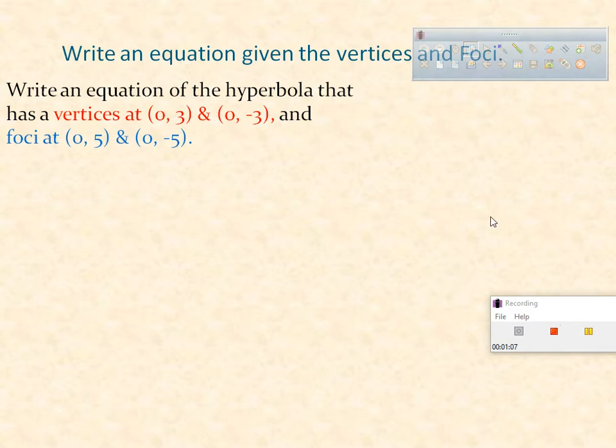And here's the first example. So we're going to do 2 of each. It says, write an equation of the hyperbola that has a vertice at 0, 3 and 0, negative 3. And it has foci at 0, 5, 0, negative 5. So guys, what I would do is write down what's in red and write down what's in blue. And also write down the word hyperbola. So make sure you got that down.